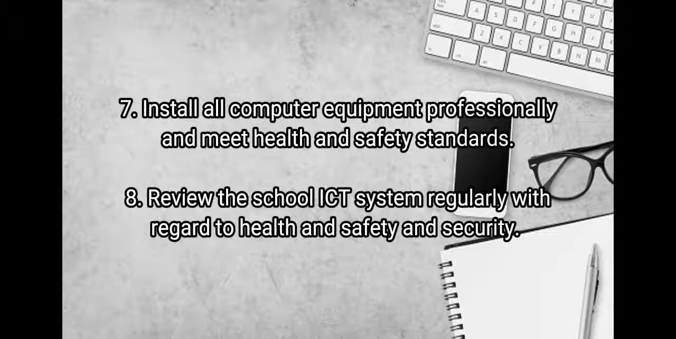Number eight, review the school ICT system regularly with regard to health and safety security. The school ICT system should be reviewed regularly as part of the review of the school's health and safety and also the child protection policies. It is suggested that the annual report and school prospectus should contain a summary of the school's policy on ICT safety for the benefit of parents.